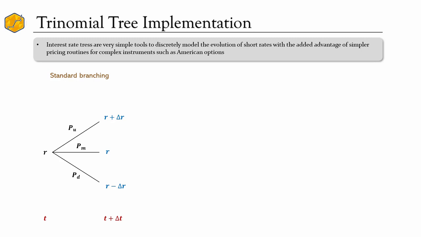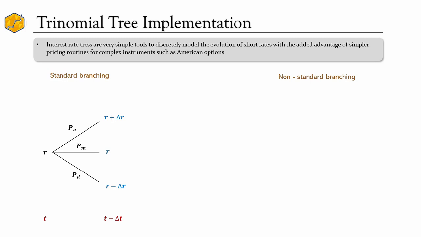Okay, so we'll see how to do that. So we have to calibrate these risk neutral probabilities. Now this is called standard branching. All right, now to enforce mean reversion, if interest rates are too high or too low, then we can use something called non-standard branching, where we will restrict the interest rates going further away from its long-term mean.